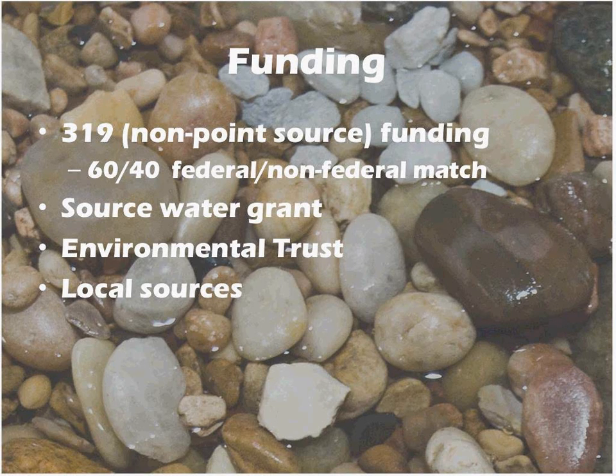There's the 319 program, which is for non-point source pollution, which is things like reducing nitrogen application or converting flood irrigated fields to pivot irrigated. Another funding option is source water grants. These are for projects that provide long-term benefits to drinking water quality, quantity, education, and or security. The Environmental Trust is another funding option that offers grants for a wide variety of activities.